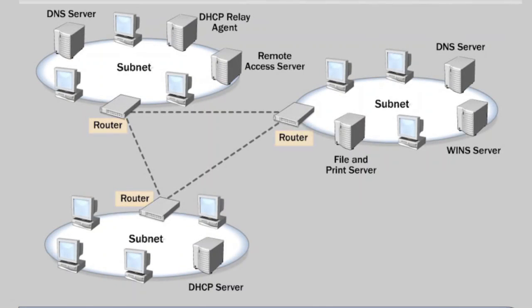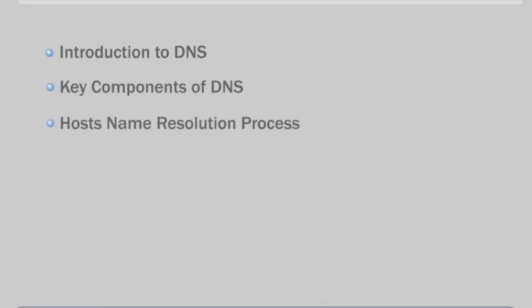In Transmission Control Protocol, Internet Protocol, or TCP/IP networks, many components are used to ensure that each TCP/IP host can communicate with other TCP/IP hosts and access network resources. After the introduction, we will cover the key components of DNS and how the host's name resolution process works.